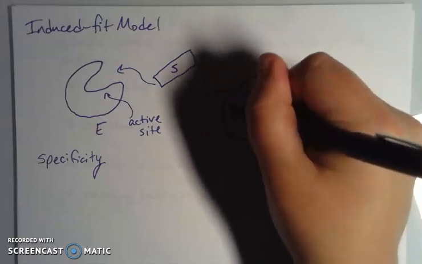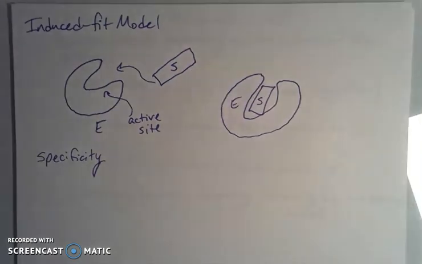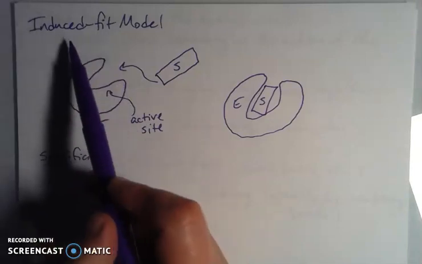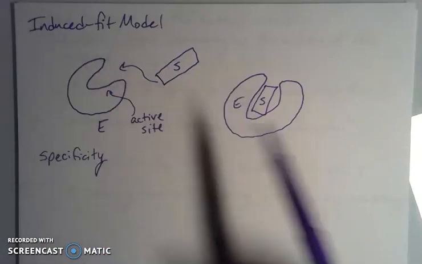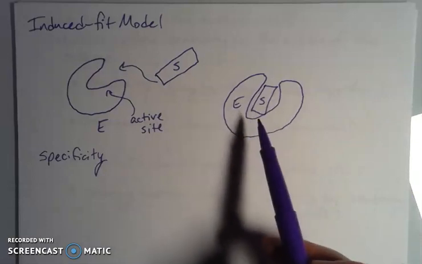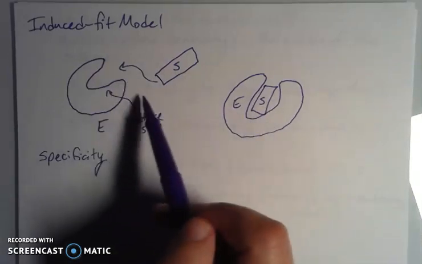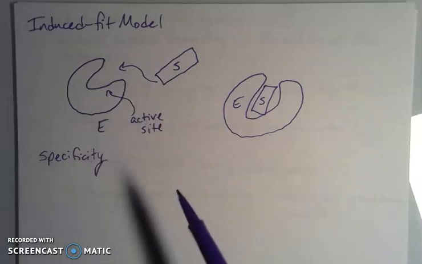So here's my substrate, here's my enzyme. This is that induced fit piece. Induced means that it's kind of forced, like an induced dipole on something. So there's a dipole where there wasn't a dipole before. So induced fit is there's a fit where there wasn't a fit before. This thing can come in based on what it is and the specificity of that particular enzyme.